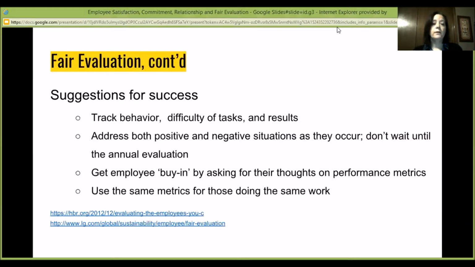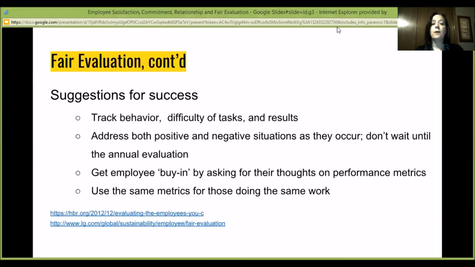Suggestions for our company would be track the employee behavior, the difficulty of the tasks, and the results that they get with those tasks. And then make sure you're addressing both positive and negative situations as they occur. You don't want to wait until the annual evaluation to address a negative situation because now the employee is surprised and they don't have time to correct it.